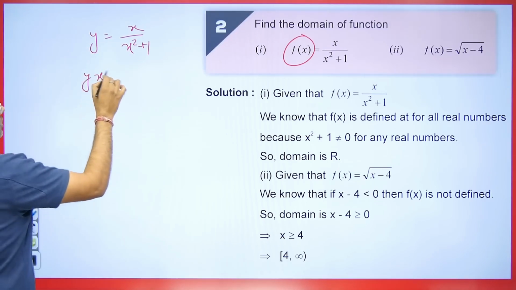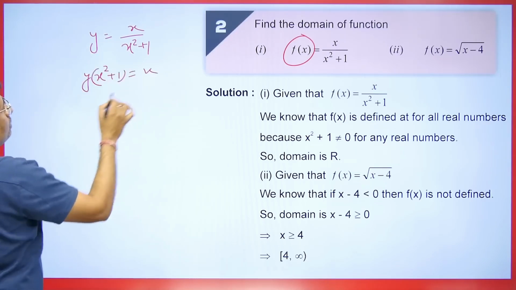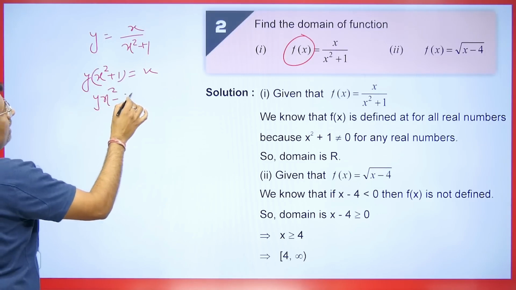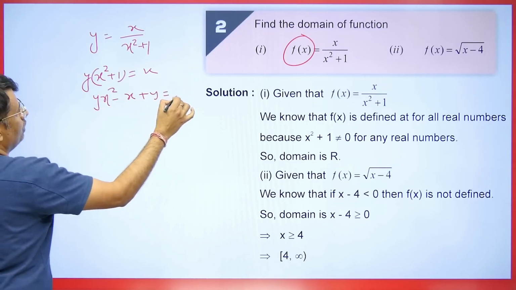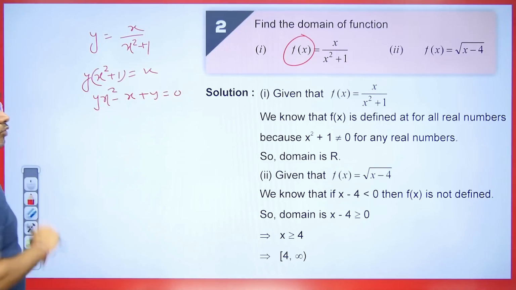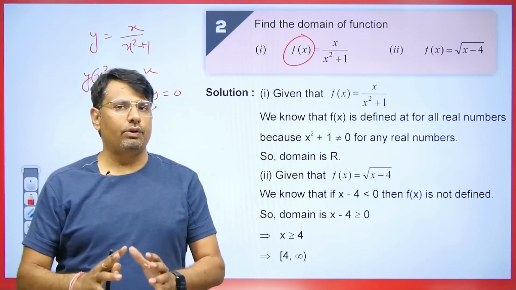Multiply both sides. So y(x²+1) is equal to x. This simplifies to yx² - x + y = 0. Now we will find the value of x, since a quadratic equation is given for x.